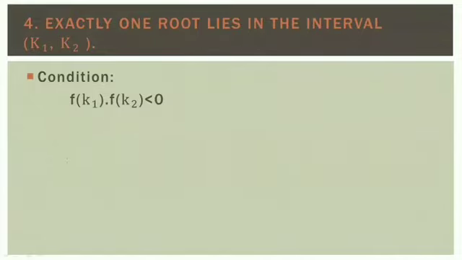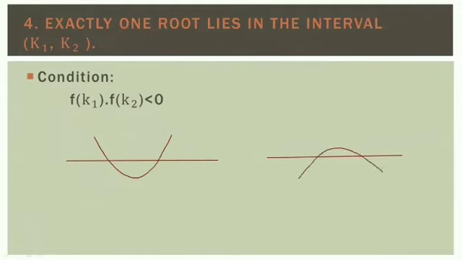Okay, so let's move on to the next condition. This is the condition when exactly one root lies in the interval k1 and k2. That means that k1 and k2 contain one root and only one root. So if I write alpha and beta as the two roots, this is the first case when a is greater than 0. Again, this is the next case when a is less than 0.